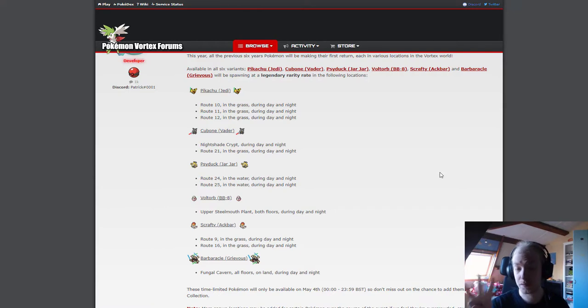Fungal Cavern has three different floors. So Barbaracle Grievous is spread across three different floors. So every Pokemon has at least two different maps that it can be on.